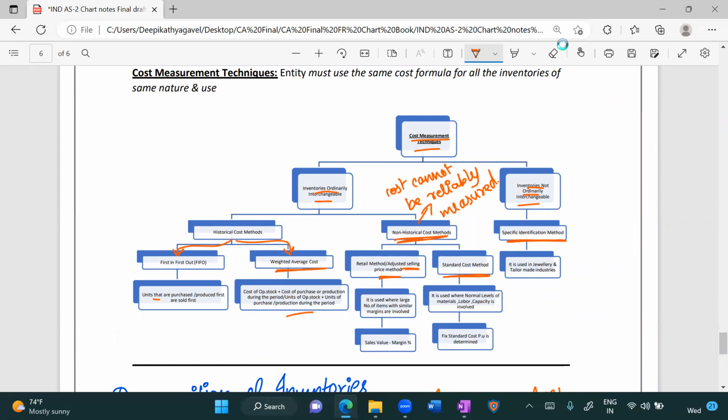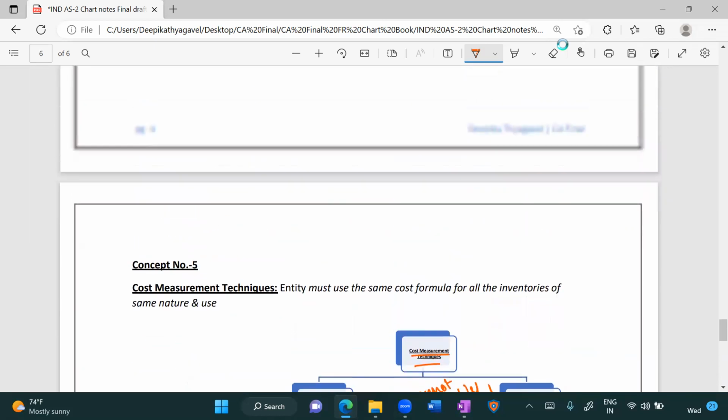So first, in the cost measurement technique, you will see whether the inventories are ordinarily interchangeable or not. If they are not ordinarily interchangeable, then the specific identification method will be used. If they are ordinarily interchangeable, then you will see whether you want to go with the historical cost method or the non-historical cost method. Historical cost method has FIFO and weighted average. Non-historical cost method is used when the cost cannot be reliably measured, and its two methods are the standard cost method and the retail method or adjusted selling price method.